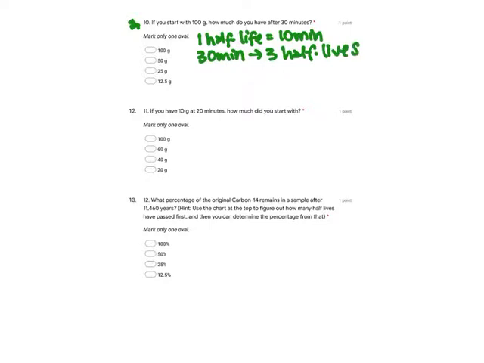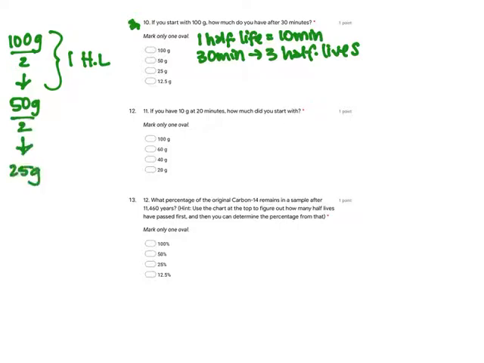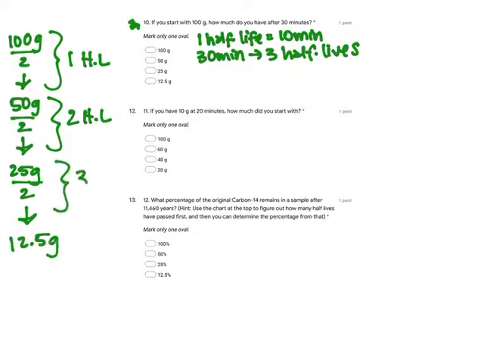So let's take our quantity and divide it by 2 3 times. So we would have 100 grams divided by 2 would give us 50 grams, and that's after 1 half-life. 50 divided by 2 again would give us 25 grams, and that's after 2 half-lives. And finally, divided by 2 would give us 12.5 grams, and that's after 3 half-lives. So our correct answer would be this last option, 12.5 grams.